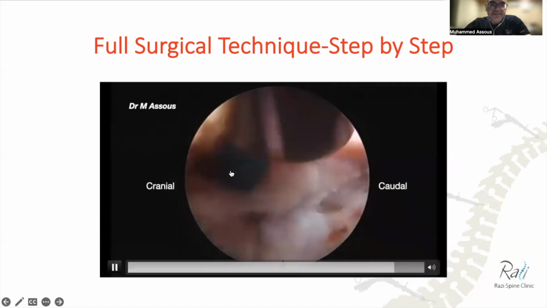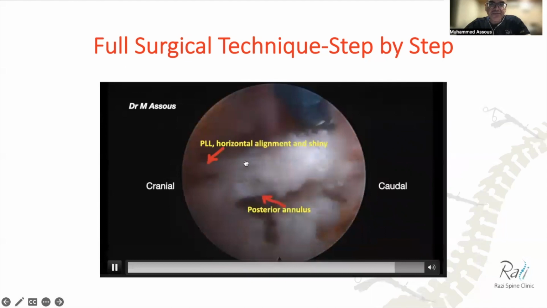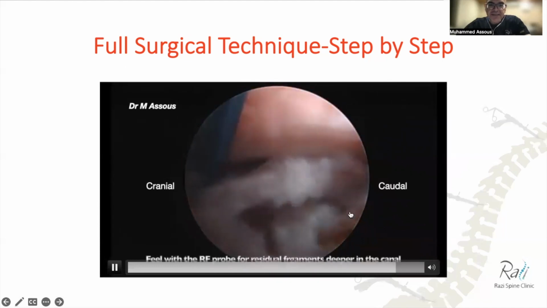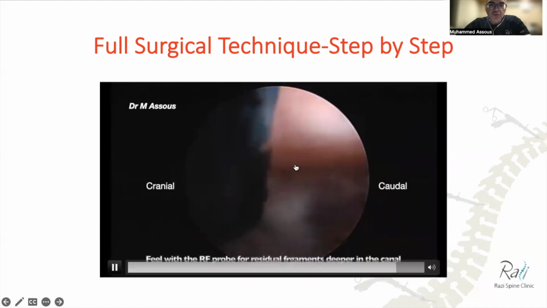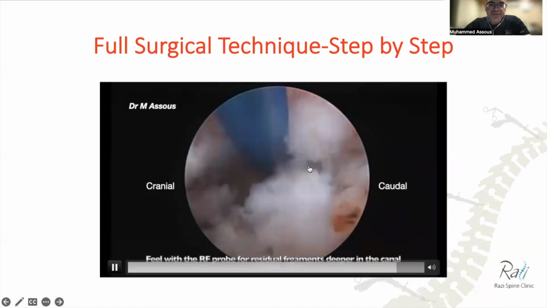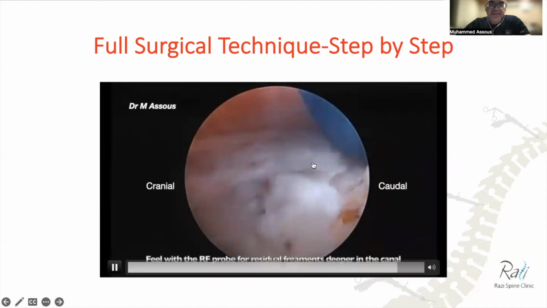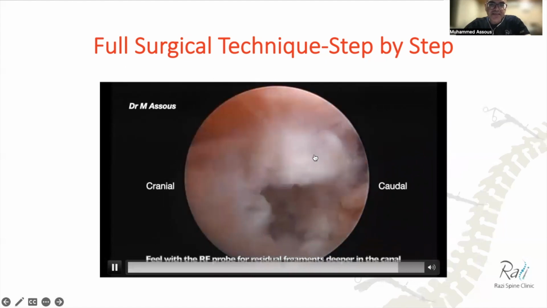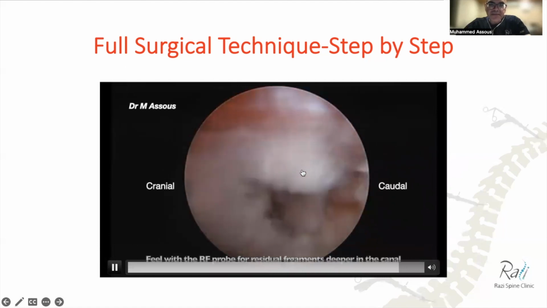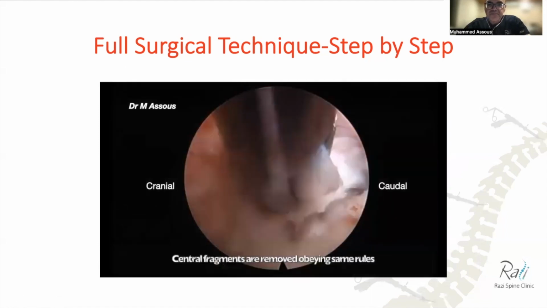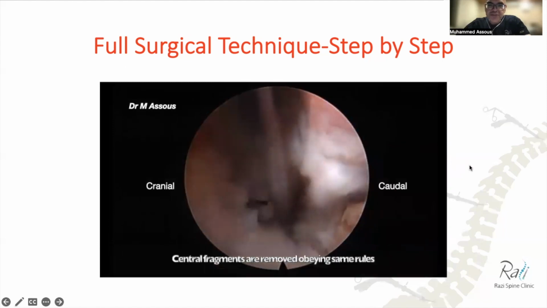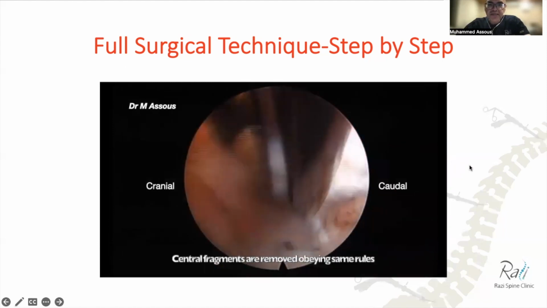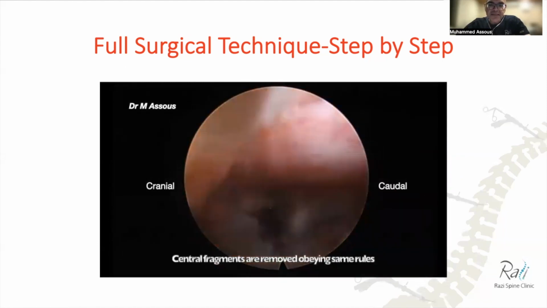Now, this is the PLL. You can see it here. This is the posterior annulus. Again, this is the posterior vertebral wall. So all this in that direction is very safe because this is subannular. This is inside the annulus, or subligamentous if the disc hernia is underneath the ligament. You can always reach, see, and take it out. And going deeper now inside the canal.